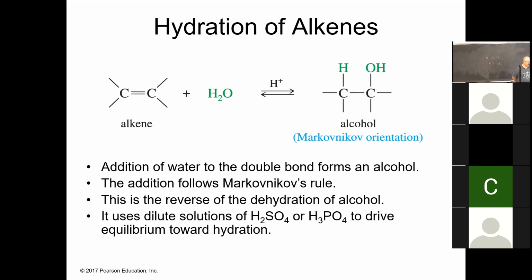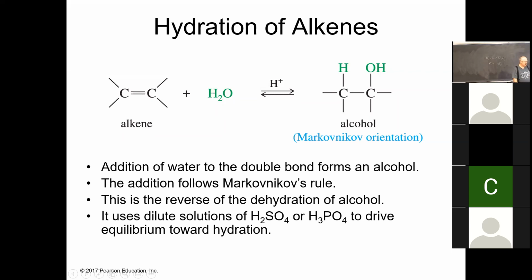Let's look at hydration of alkenes next. This is just the reverse of what we did yesterday in lab. Instead of removing the elements of water, we're going to add the elements of water with an acid catalyst. Now to go the reverse direction, we would want a low concentration of water. And that's what we did. We used concentrated sulfuric or phosphoric acid, and we removed the water. If we're going the reverse direction, we would want an excess of water.